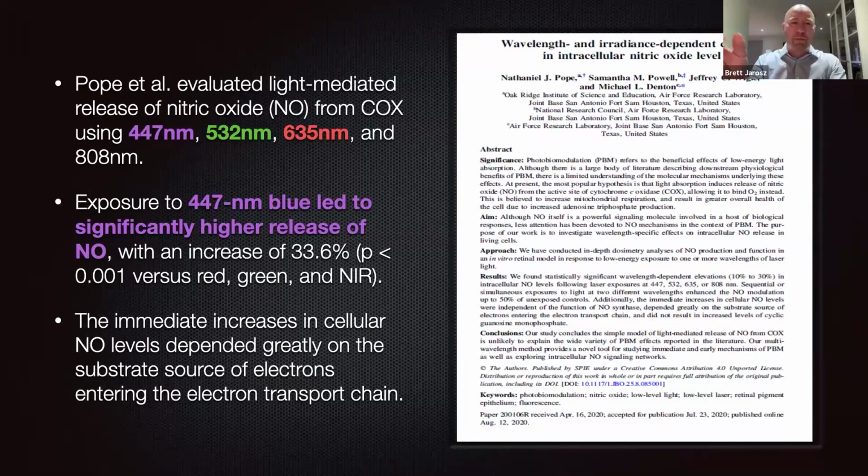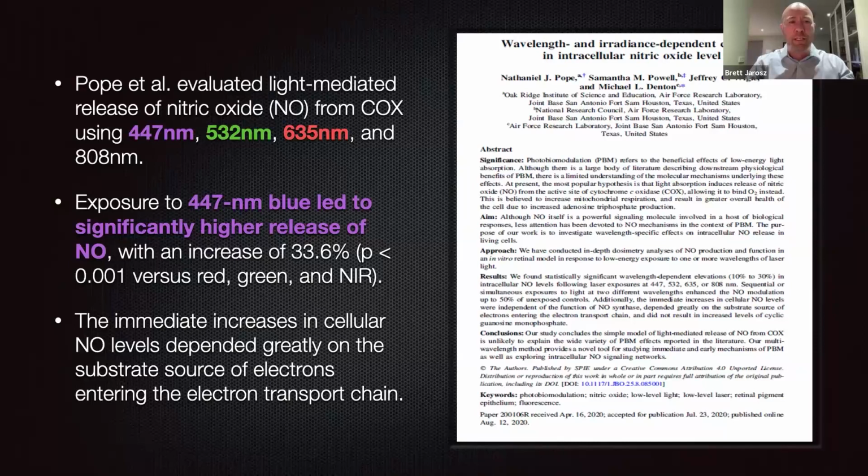And the idea here is obviously that nitric oxide binds to COX, but what seems to happen is that the red light goes in, dissociates the nitric oxide from the COX, which then allows oxygen to come back in to create that appropriate process in the electron transport chain.